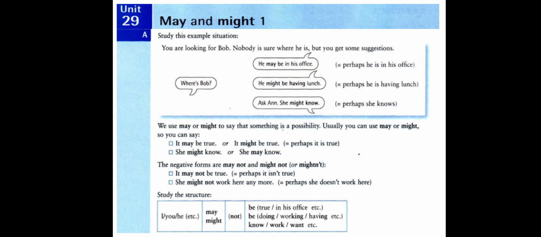We use may or might to say that something is a possibility. Then to conclude, we can say that may and might are used to express possibility. Usually you can use may or might, so you can say it may be true or it might be true. Perhaps it is true. When you are sure, then you say it is true. To express possibility or probability, you are not sure, then you use may and might, and you can use any one of them, it doesn't make any difference. They have the same meaning. There is a very slight difference between them.